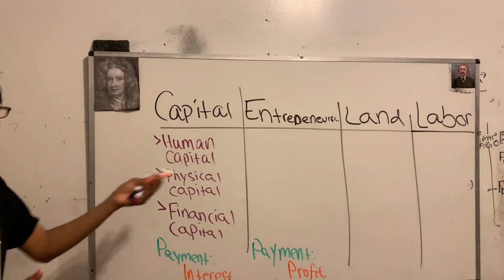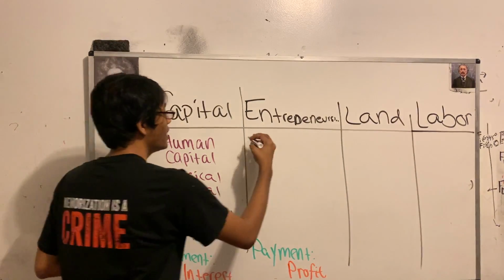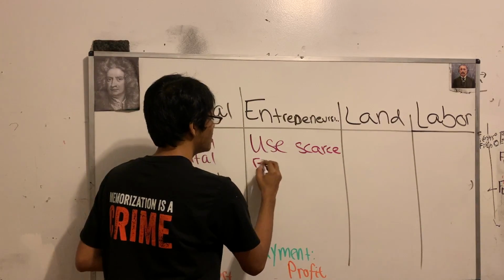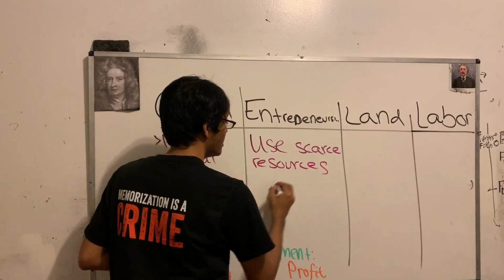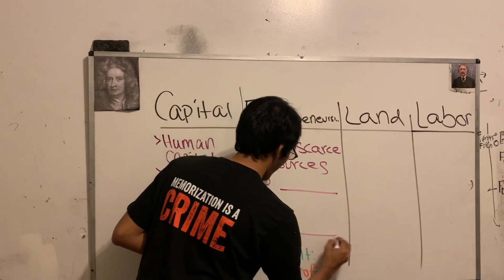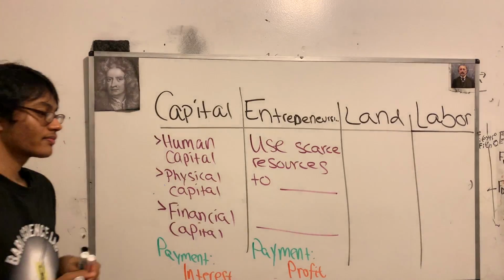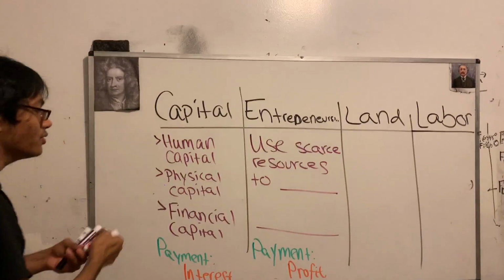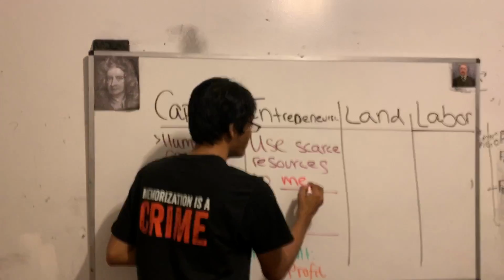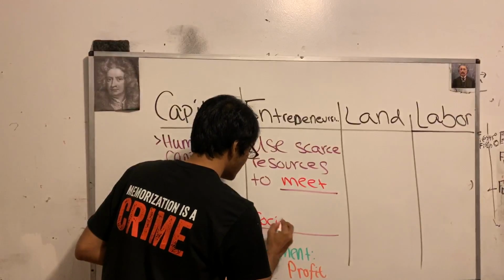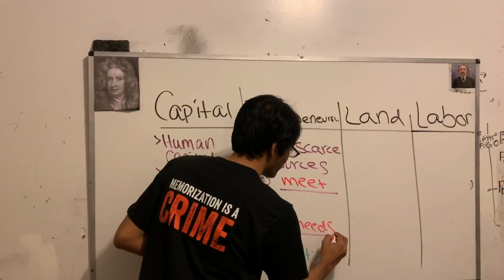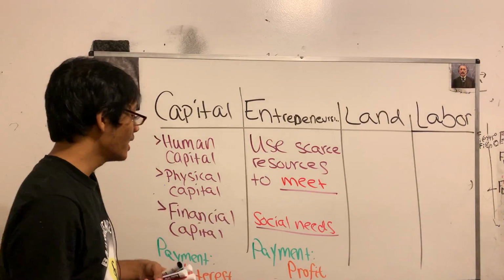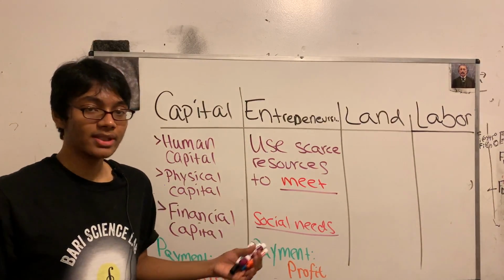Now, what is the definition of entrepreneurship? Well, it's when you can use scarce resources to do what? Use scarce resources to fuel the world. To make money? Not to make money, but to help others, or to meet social needs. Yes, to meet social needs. So for example, if people want to buy food, you open up a grocery store. If people want to buy medicine, you open up a pharmacy.